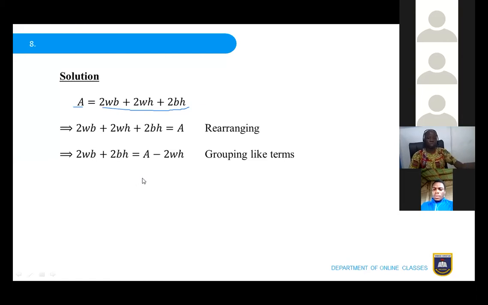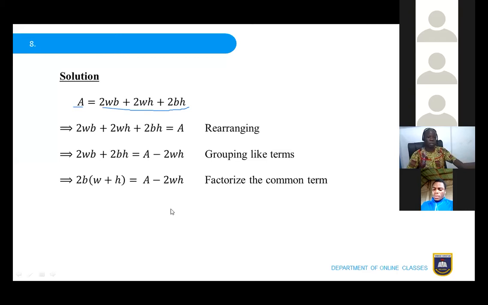The next one, we want to factorize. You see, we have 2B here, 2B here. So we factorize 2B out. If you bring 2B from here, 2B from here outside, you are now left with W here plus H here. So we have 2B into bracket, W plus H. And that should be equal to the expression at the right side of the equation.